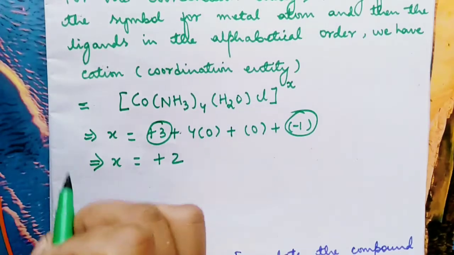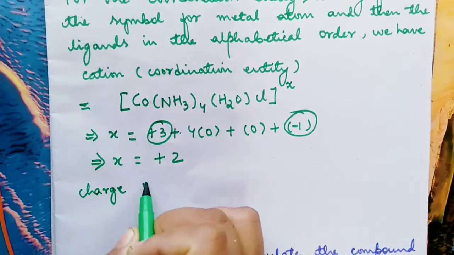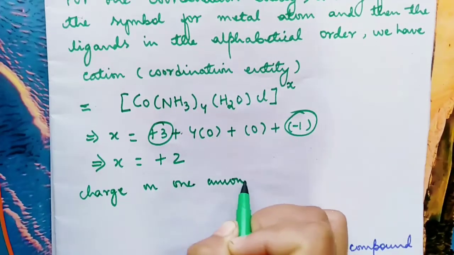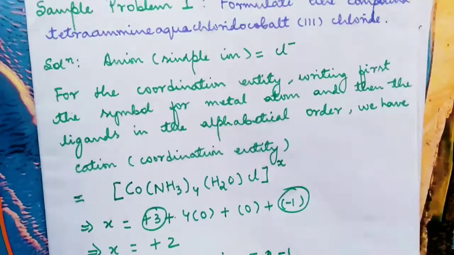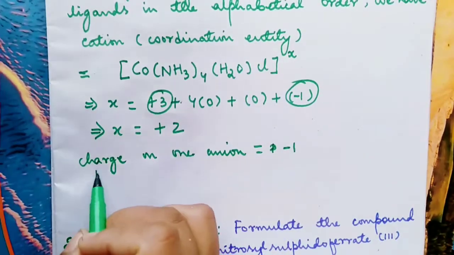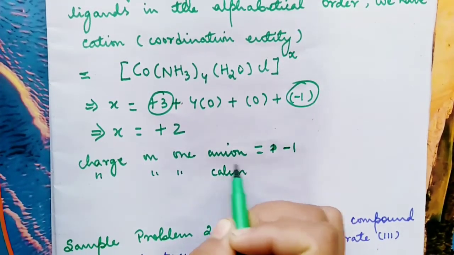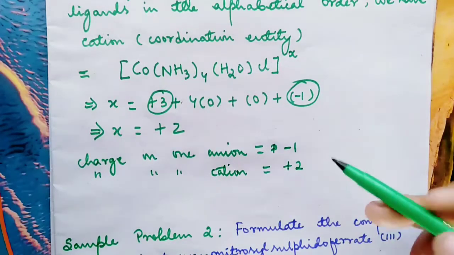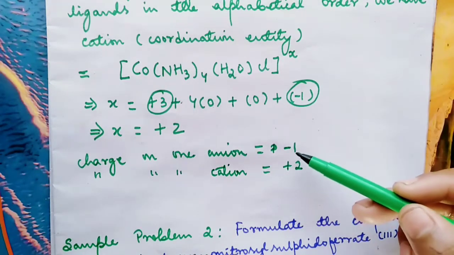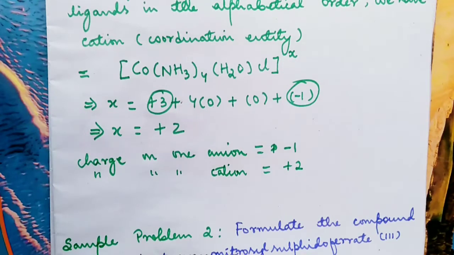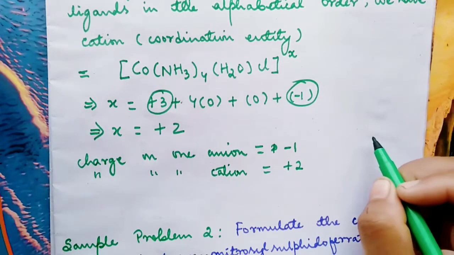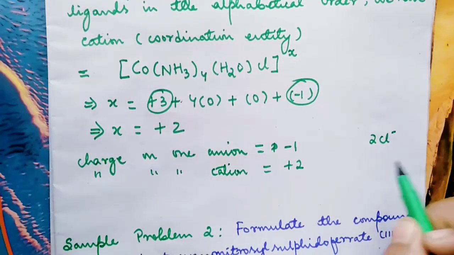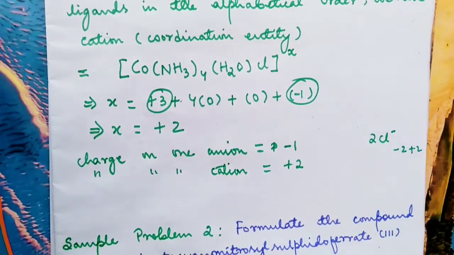So we see that the charge on one anion is minus 1, and the charge on one cation, the coordination entity, is plus 2. But the molecule is neutral. So here we should get minus 2 in order that minus 2 gets cancelled with plus 2. For that, if the charge on one anion is minus 1, then there should be 2 Cl minus, so that minus 2 will get cancelled with this plus 2, and therefore the compound becomes neutral.